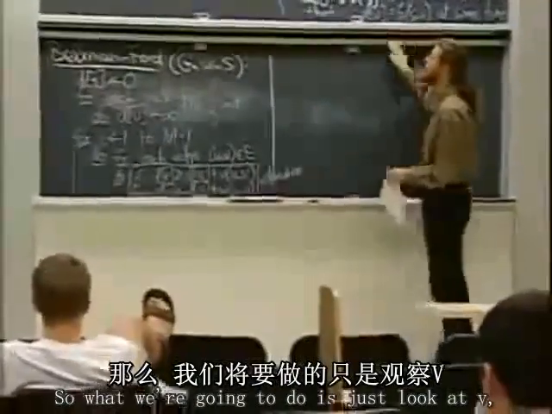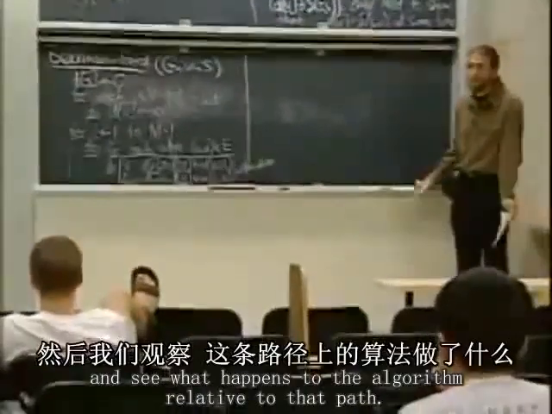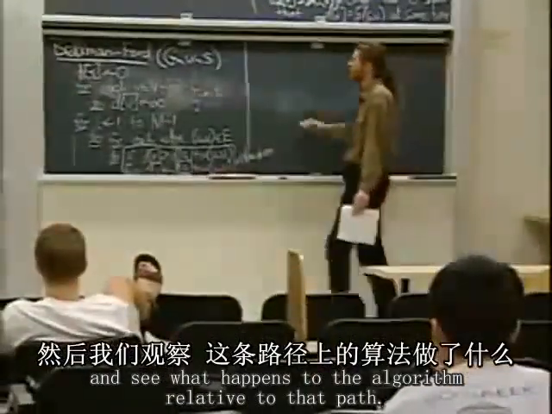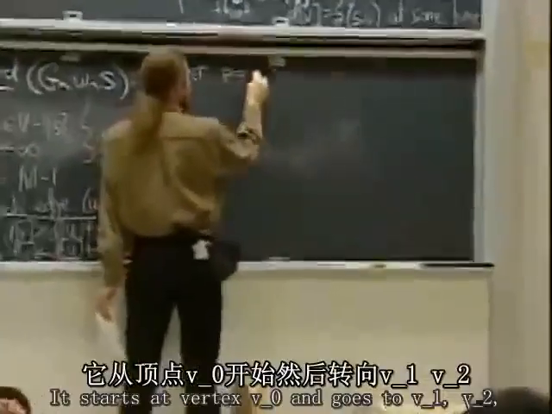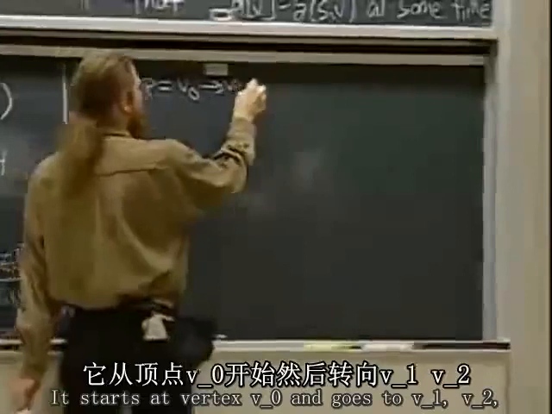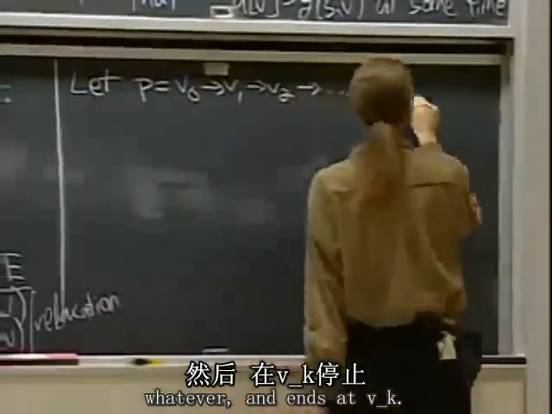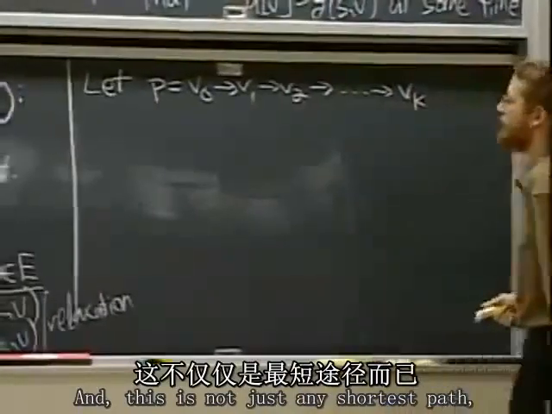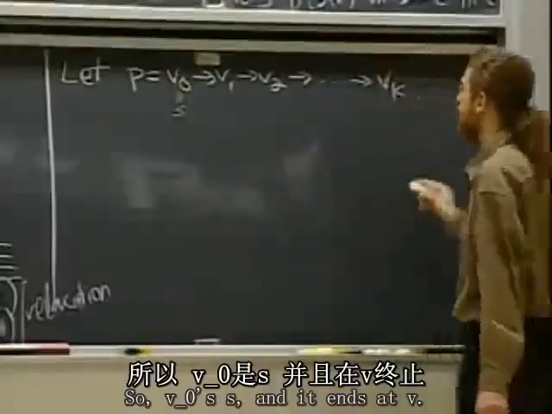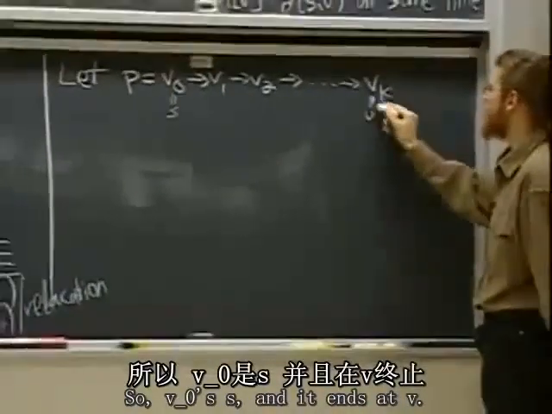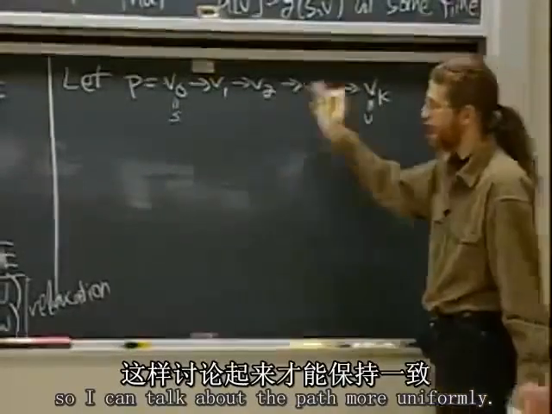So what we're going to do is just look at v and a shortest path to v and see what happens to the algorithm relative to that path. So I'm going to name the path. Let's call it P. Say it starts at vertex v0, goes to v1, v2, whatever, and ends at vk. And this is not just any shortest path, but one that starts at s, so v0 is s, and it ends at v. So I'm going to give a couple of names to s and v so I can talk about the path more uniformly.